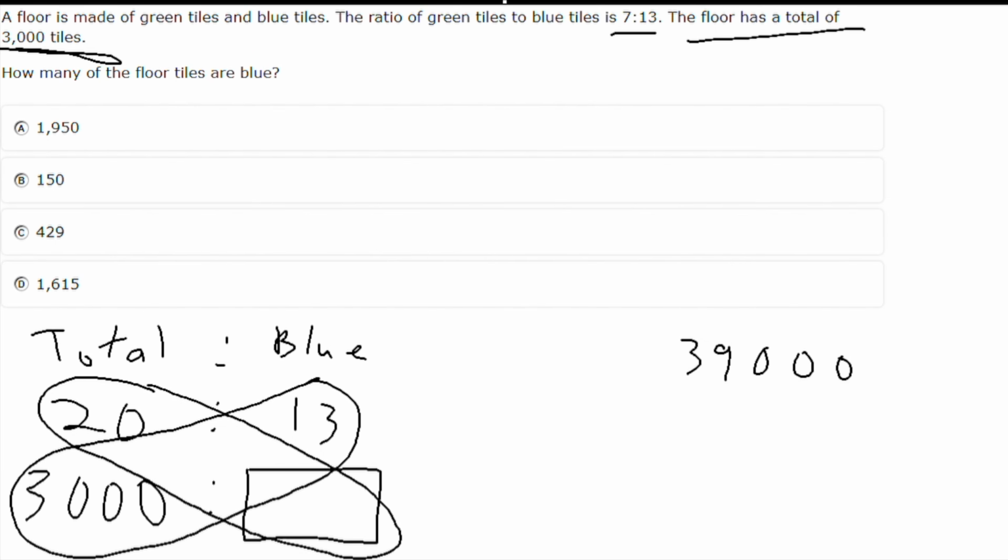39,000. All right, now that we've multiplied our 3,000 times 13, we're now going to divide by our 20. So 39,000 divided by 20 is going to get us 1,950. So A is going to be our correct answer.